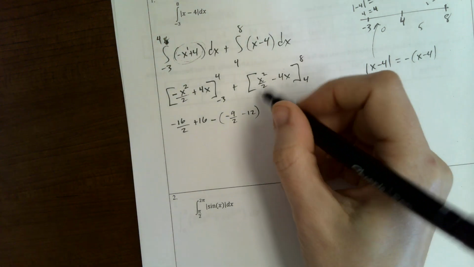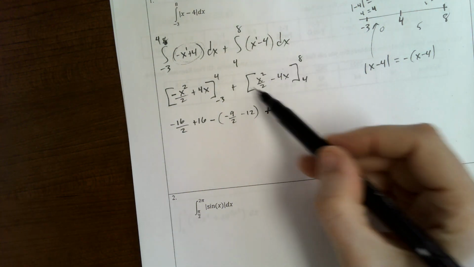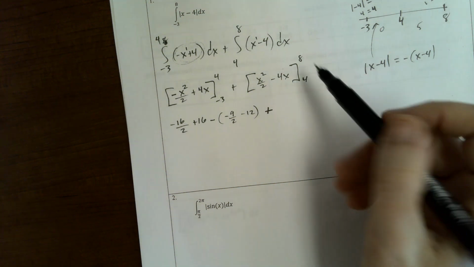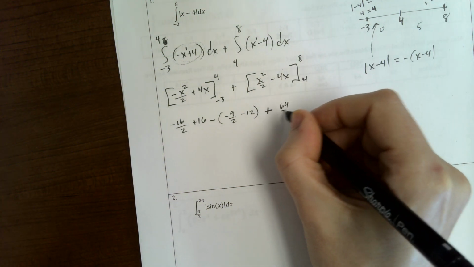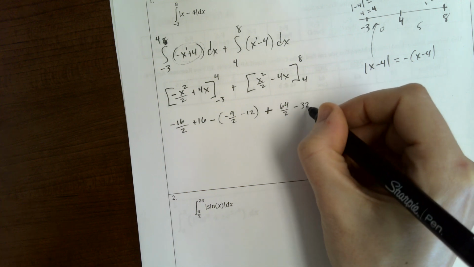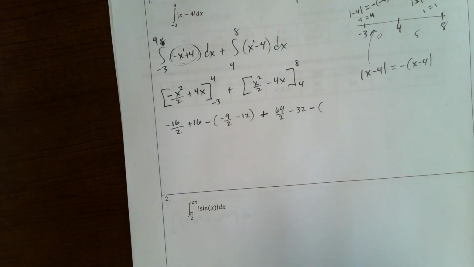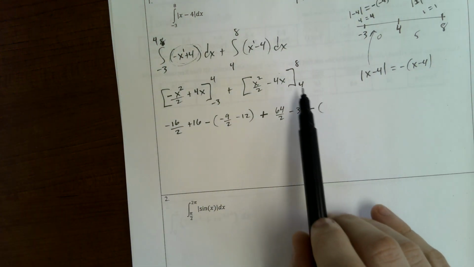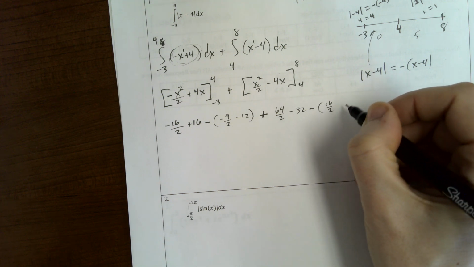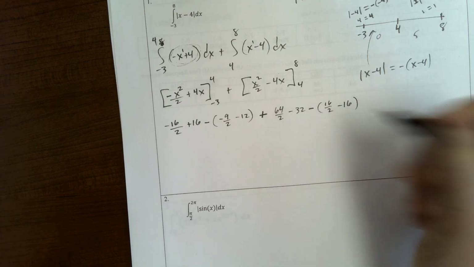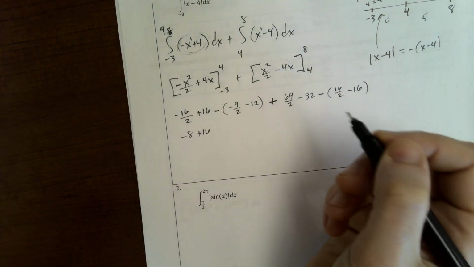All right, so this plus sign is right there. Now I'm plugging in 8 for this one, final value minus initial value. So I'm plugging in 8 to get the final value. So that's 64 over 2 minus 32, minus, you need parentheses after the minus if there's more than one term. So I'm plugging in the 4 now, 16 over 2 minus 16. So this is negative 8 plus 16.